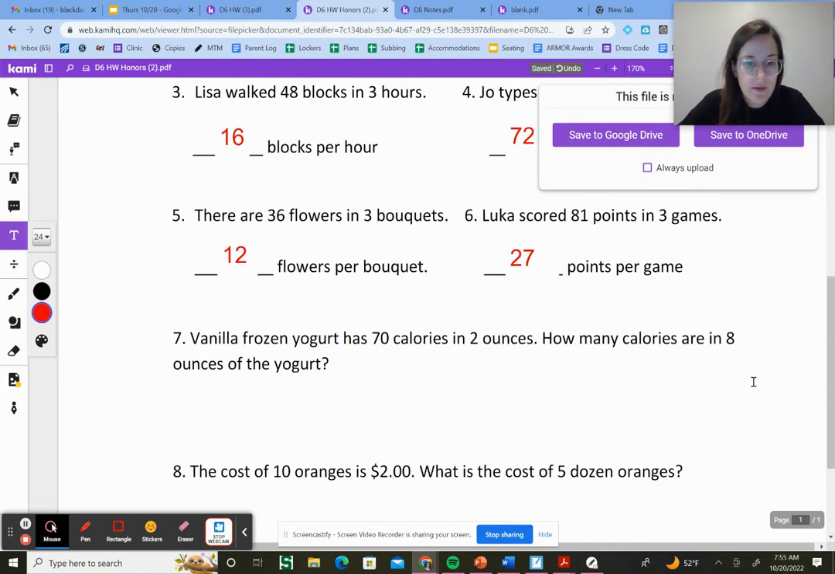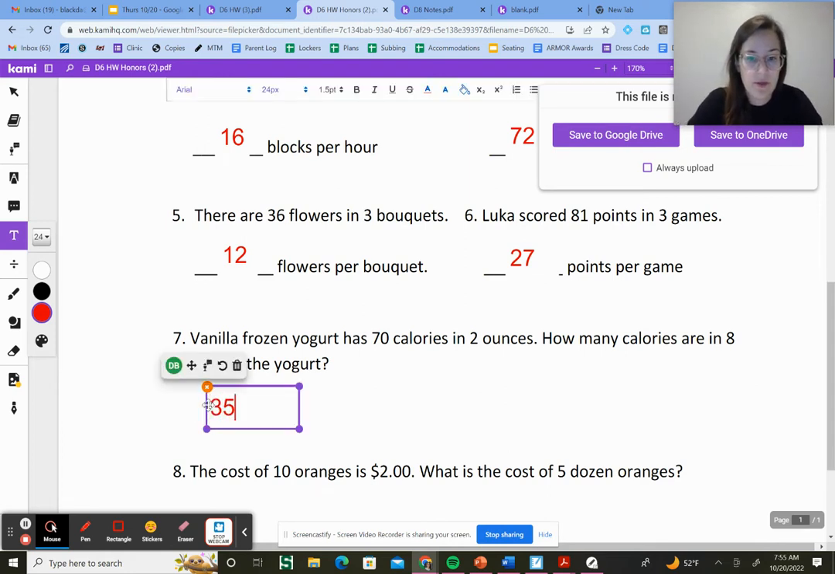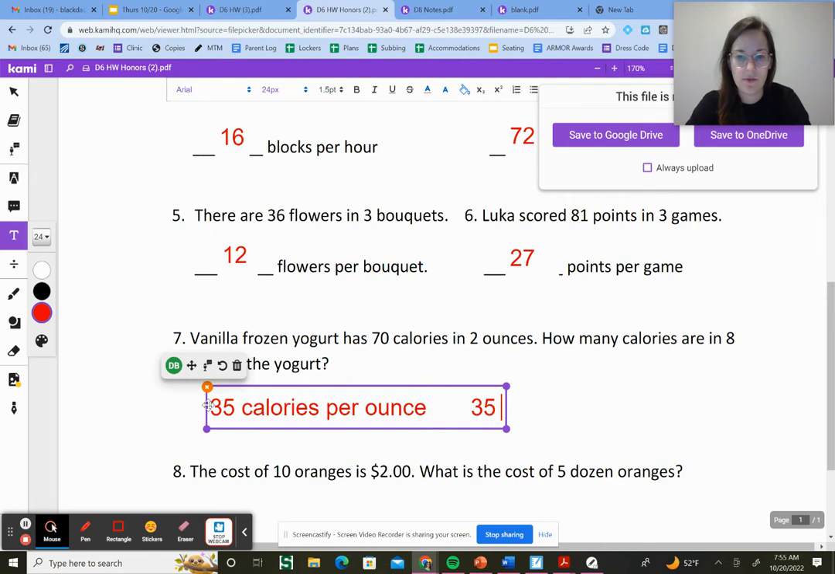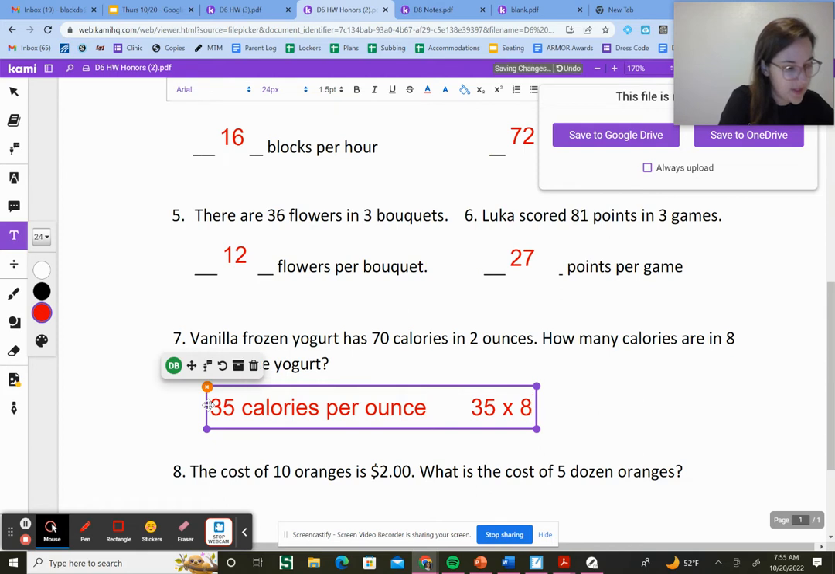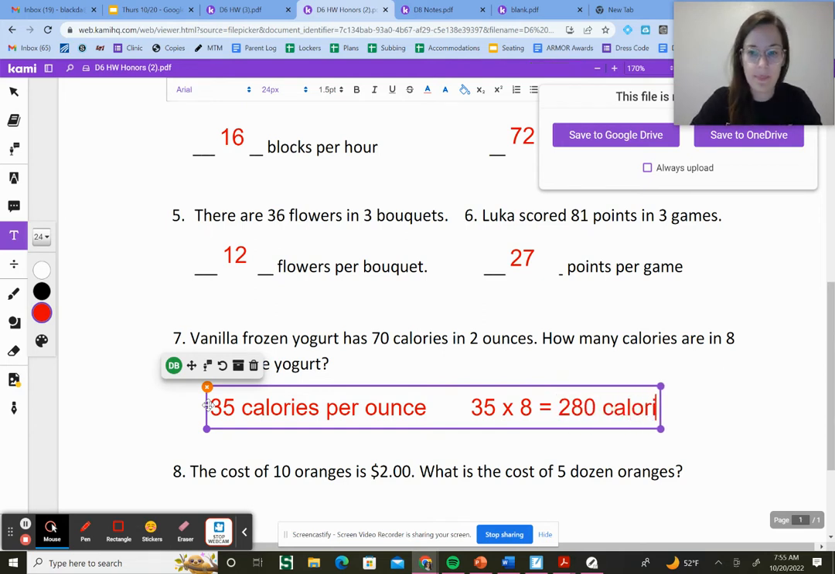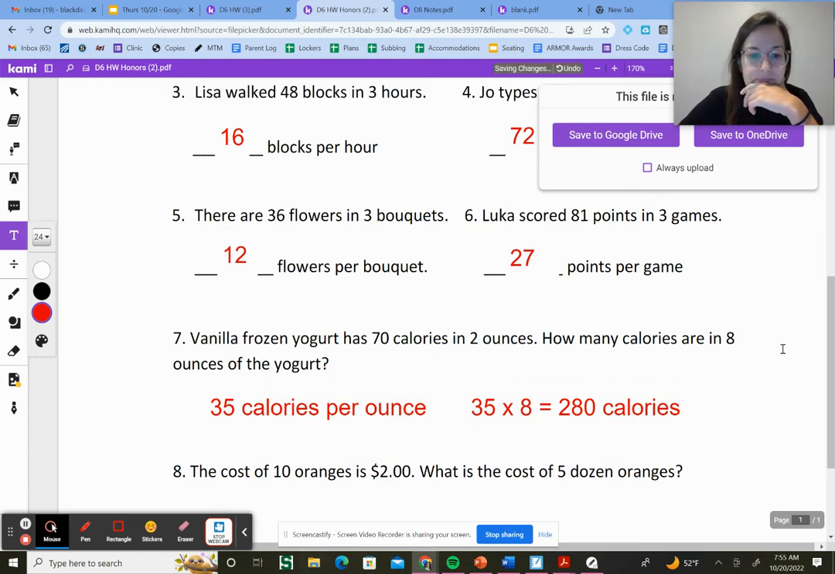All right, vanilla frozen yogurt has 70 calories in 2 ounces. How many calories are in 8 ounces of the yogurt? So I would do 70 divided by 2, 35 calories per ounce. And then you can just do 35 times 8, which is 280 calories. Forgive me. It is early in the morning right now. There we go.